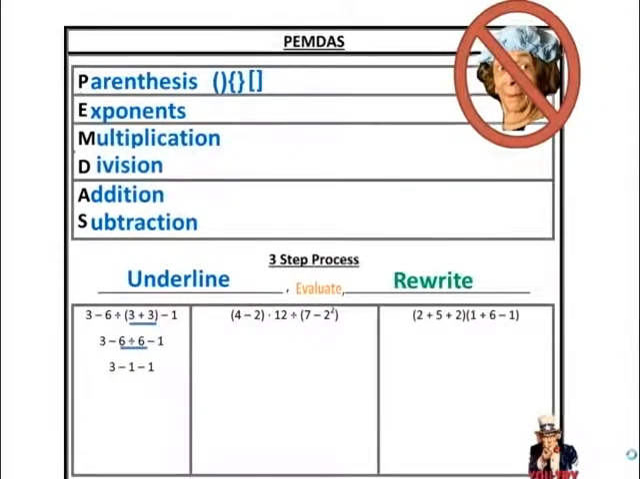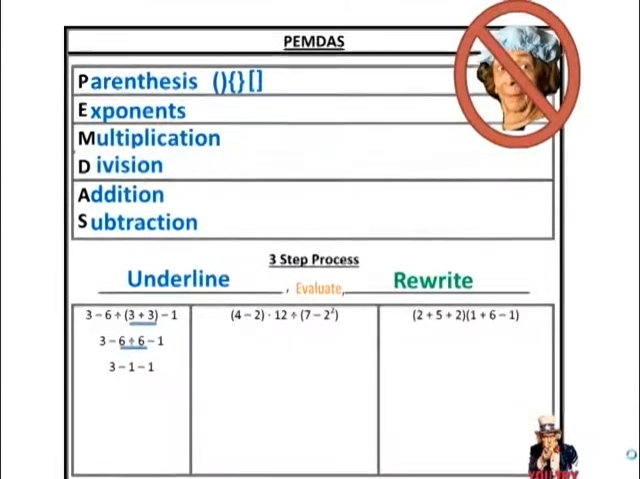We are simply rewriting the problem over and over, different versions of the problem, where each time another operation happens, which ultimately makes the problem look shorter and shorter until it's one final value. So let's look at the very first one. 3 minus 6 divided by, in parentheses, 3 plus 3 minus 1.